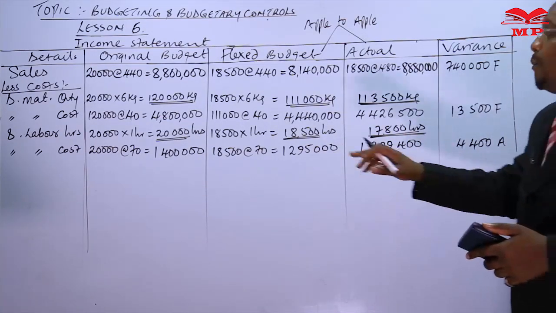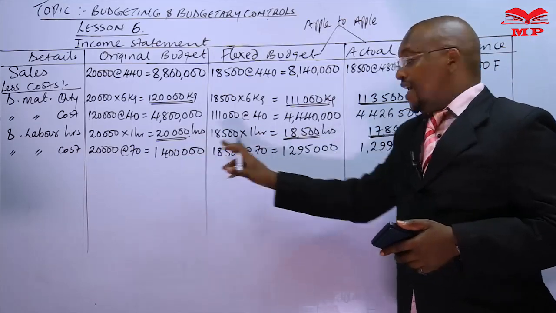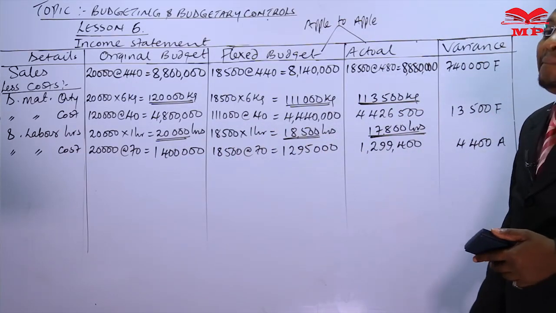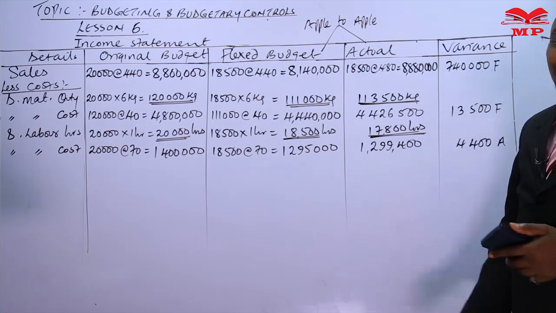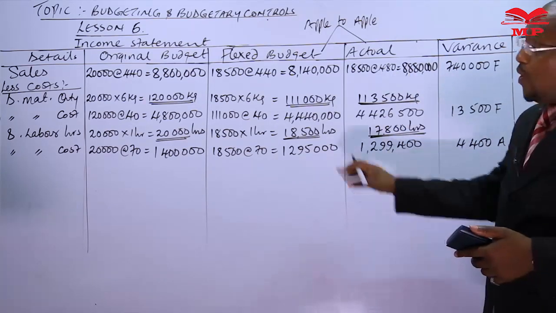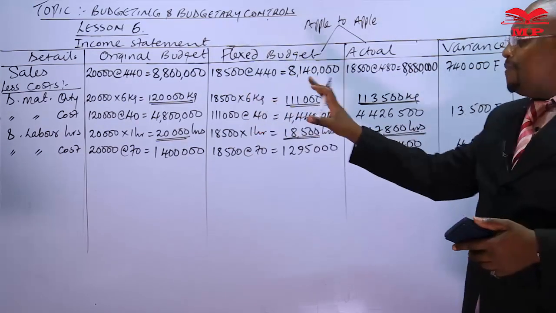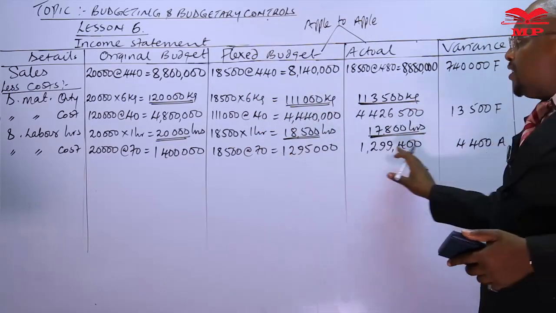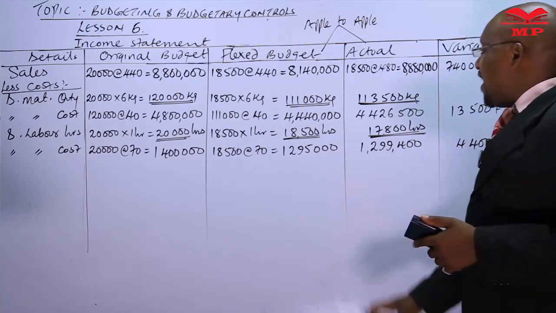But supposing you were to compare the original budget of 1.4 million and this 1.2 million, you would have been happy that you have made a saving. But remember, it's because you produced less. Well, that one was a higher level of production. So that's a bad comparison, but the best is where you compare the flexible and the actual.